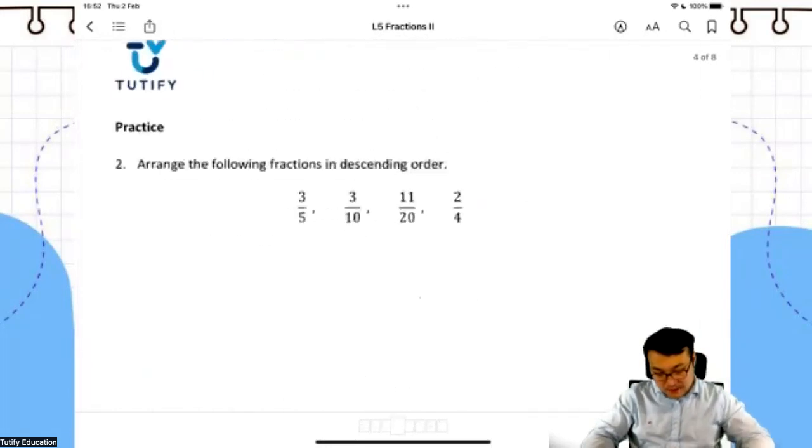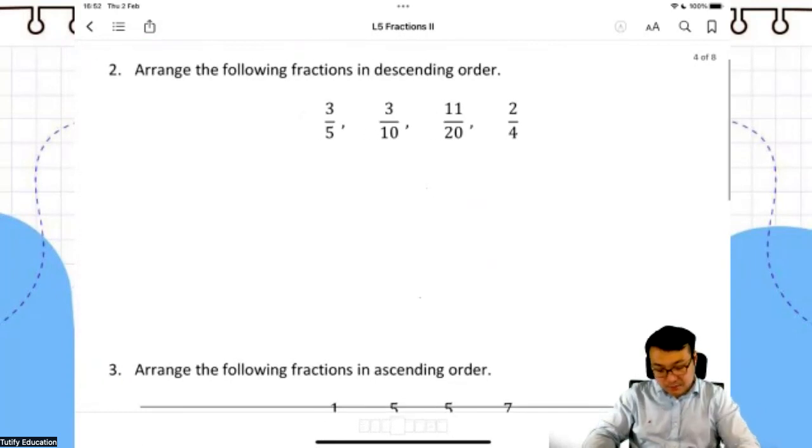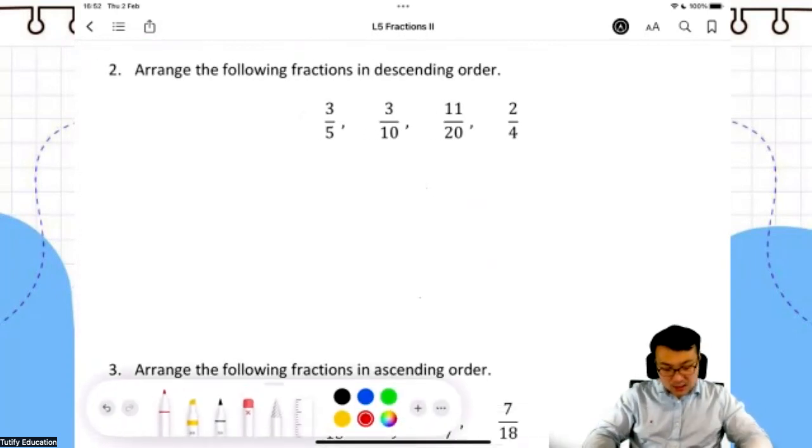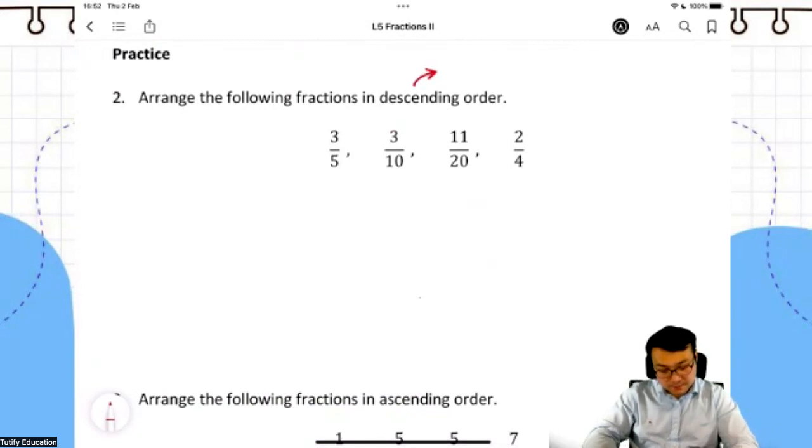So, students, why not I get Abby, can you volunteer for this? Abby, they want you to arrange these fractions in a descending order. What's the meaning of descending? Your teacher called you. Abby, what's the meaning of descending? From biggest to smallest. Yes, from big to small.